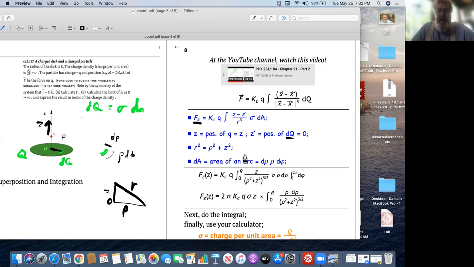So if I put everything together, F sub z when the test particle is at z is kQ times the integral of z minus z prime, which will be z minus 0. So it'll be z over (rho squared plus z squared) to the 3/2 power. That's the r cubed. Sigma dA, rho d rho d phi.